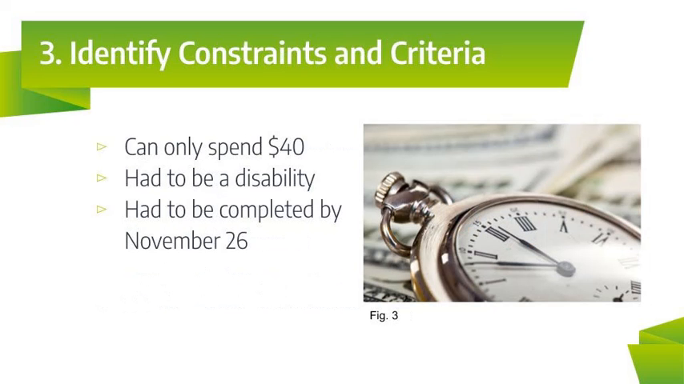We then had to identify the constraints and criteria for our project. These were that we had to design a project for a disability which could occur in humans or animals, that cost under $40 to make, and we also had a time constraint for the project. The project had to be completed by the deadline of November 26th.